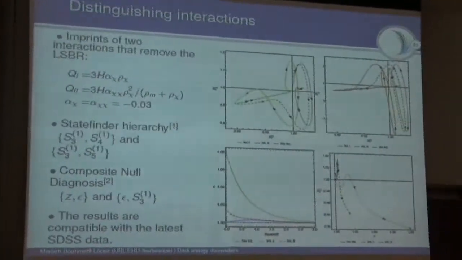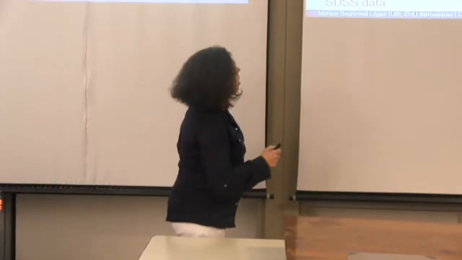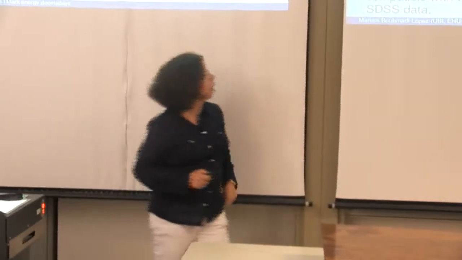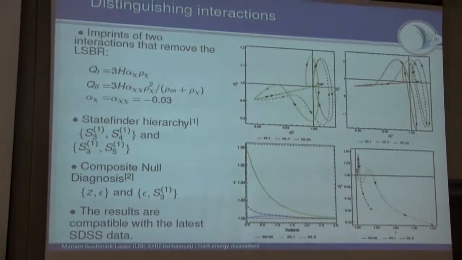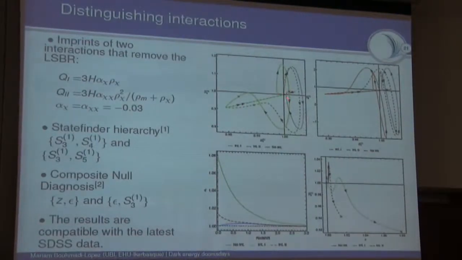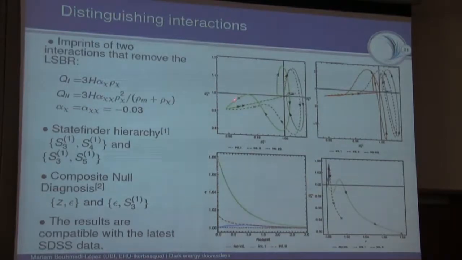And we consider two kinds of interaction, one which is linear in rho, and the other one which is quadratic. The quadratic one deviates less from the Lambda CDM. And these points over here correspond to where the model is at present. So this one over here would be no interaction, linear interaction, and the quadratic interaction.